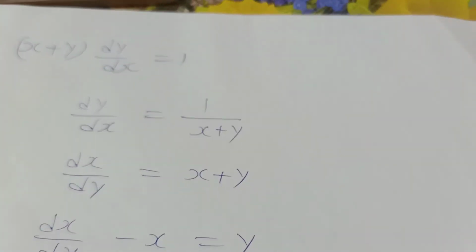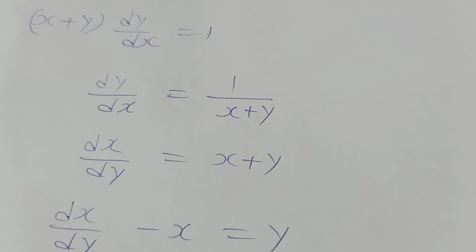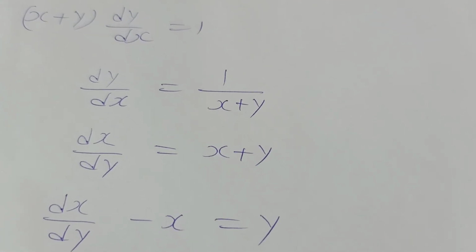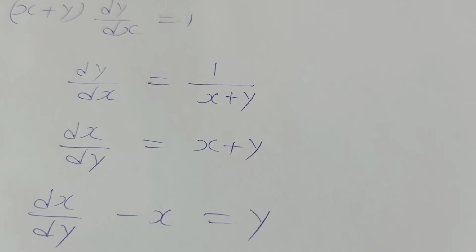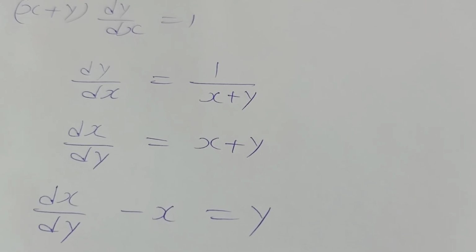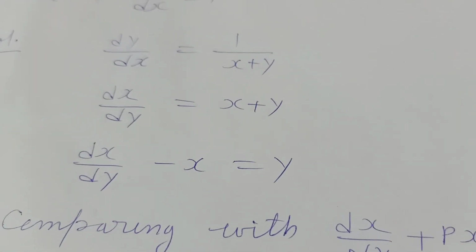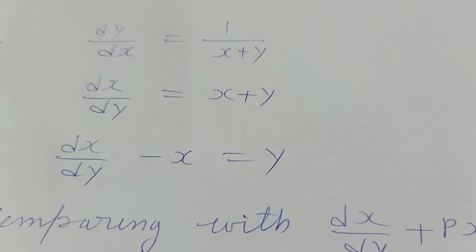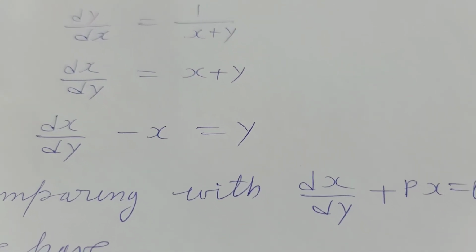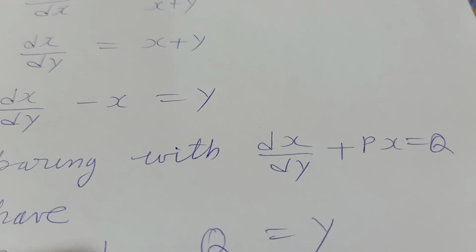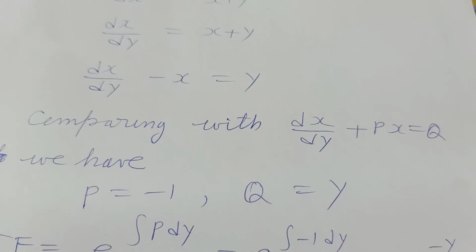Next example, (x plus y) dy/dx equal to 1. So dy/dx equal to 1/(x plus y). Here you can easily say that it cannot be of the first form. So we will find the value of dx/dy, that is equal to x plus y, or dx/dy minus x equal to y. Now comparing with the second form, dx/dy plus px equal to q, we can say here p equal to -1 and q equal to y.